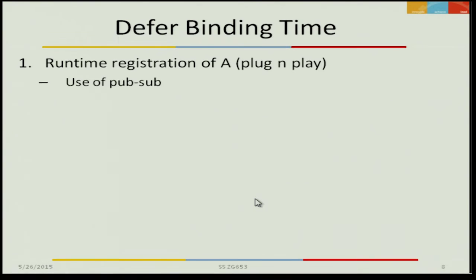Deferring of binding time, let's look at this. Here we are talking about a runtime registration of A. So it's more of a plug and play. A is registered only at runtime as opposed to during compile time, and use of publish and subscribe is a mechanism where runtime registration is used quite frequently.